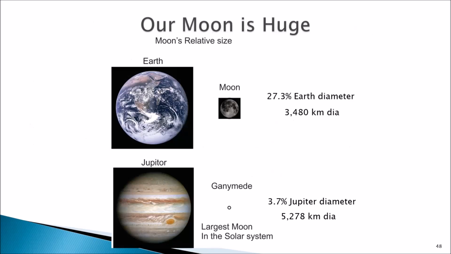So what about the good old moon that we have? Well, look at the size of our moon relative to the size of the Earth. The moon is 27% the size of our Earth. Look at Jupiter's largest moon. It's less than 4% of the size of Jupiter. And Ganymede is over twice the size of our moon. So how did that happen?